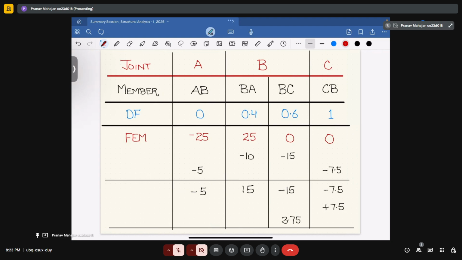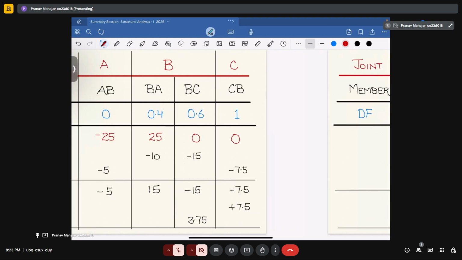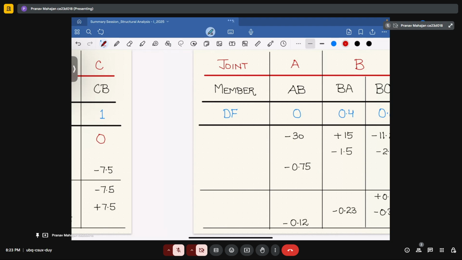So what you will do? You will apply the reverse moment in that particular direction. So what we will do? We will apply plus 7.5 against the minus 7.5, and due to that plus 7.5, a carryover moment of 3.75 will come into picture, and due to that your final end moments will become minus 30, plus 11.5, minus 11.25 and 0.